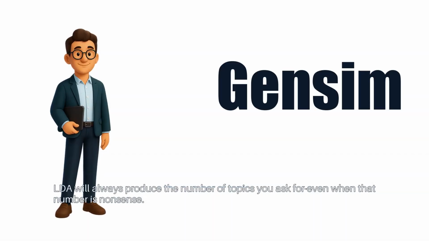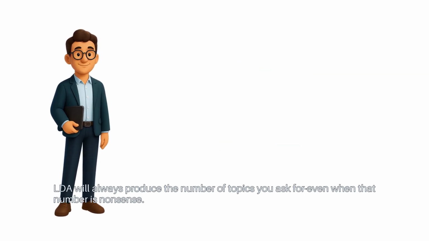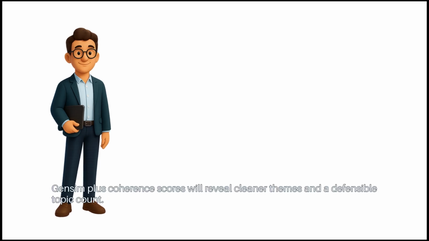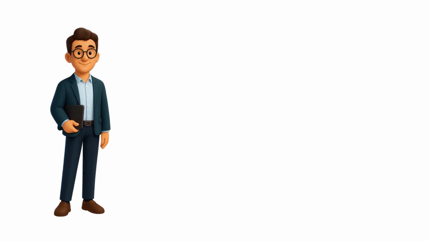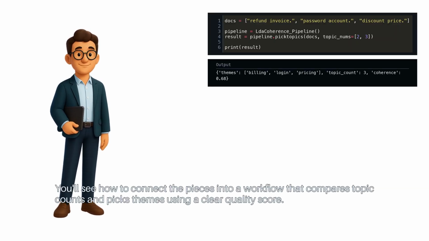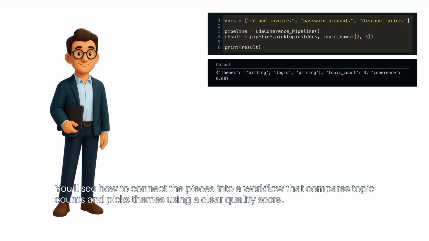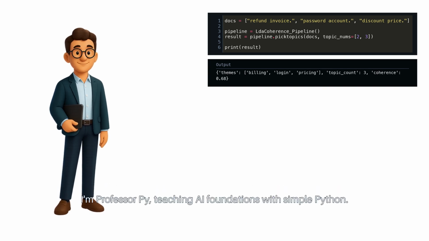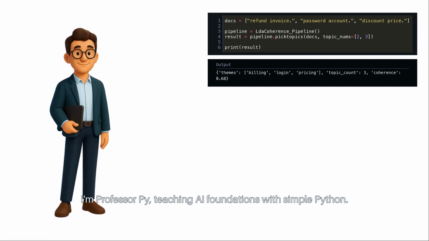LDA will always produce the number of topics you ask for, even when that number is nonsense. Gensim plus coherence scores will reveal cleaner themes and a defensible topic count. You'll see how to connect the pieces into a workflow that compares topic counts and picks themes using a clear quality score. I'm Professor Pi, teaching AI foundations with simple Python.